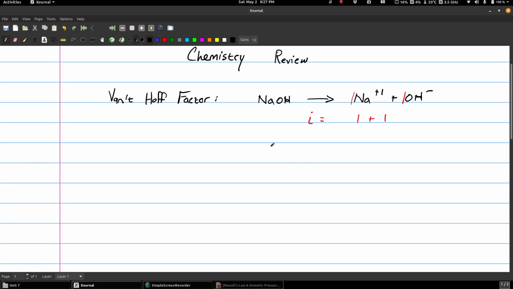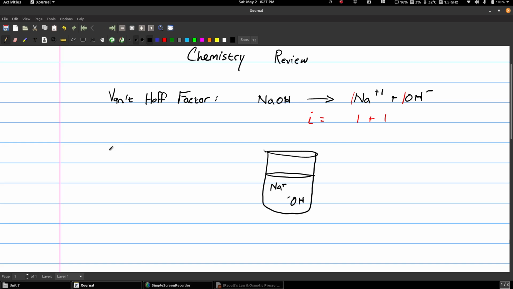So what this relates to is if you have a beaker of this stuff mixed in water, it's saying that you're going to have some Na+ and some OH- floating around in there. That would be why your i is equal to 2, because it dissociates completely.